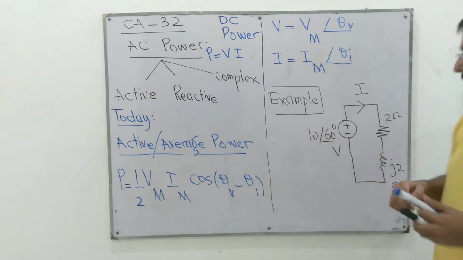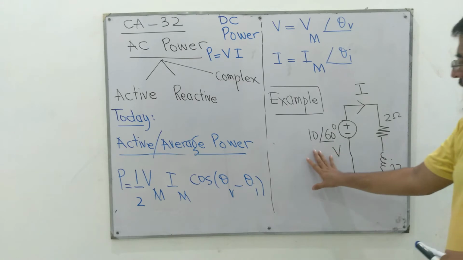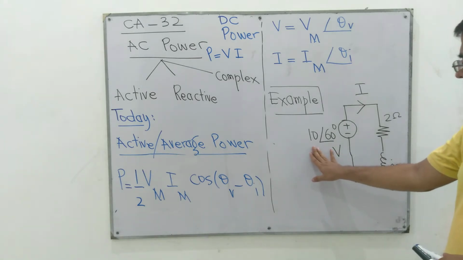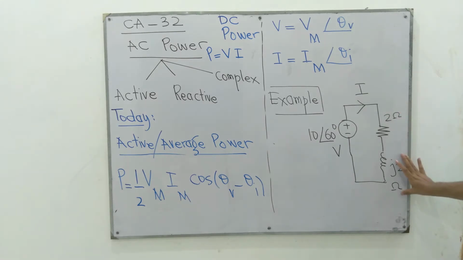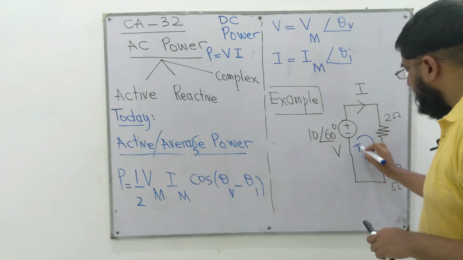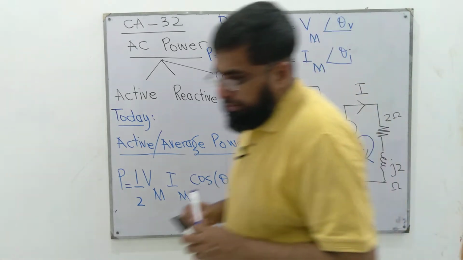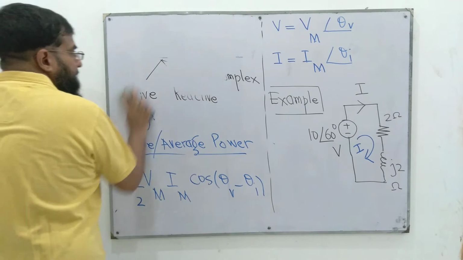Here is an example which we will solve to find the power generated by this source, the power dissipated in this 2 ohm resistor, and the active or average power dissipated in this J2 ohm inductor. First, let's find the current through this series circuit. Finding current is very easy.